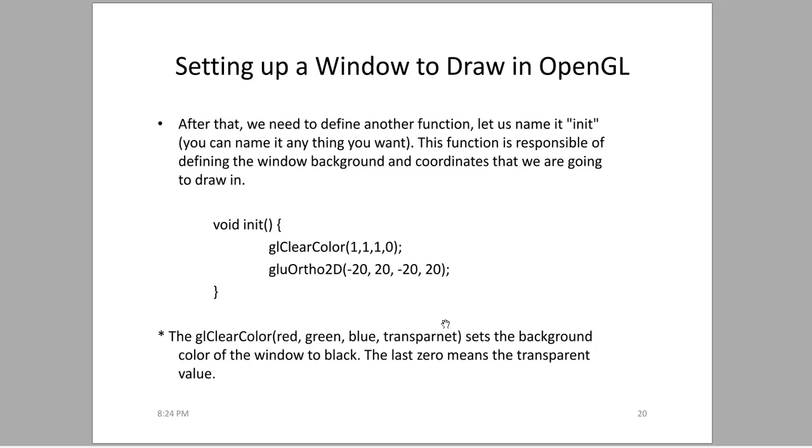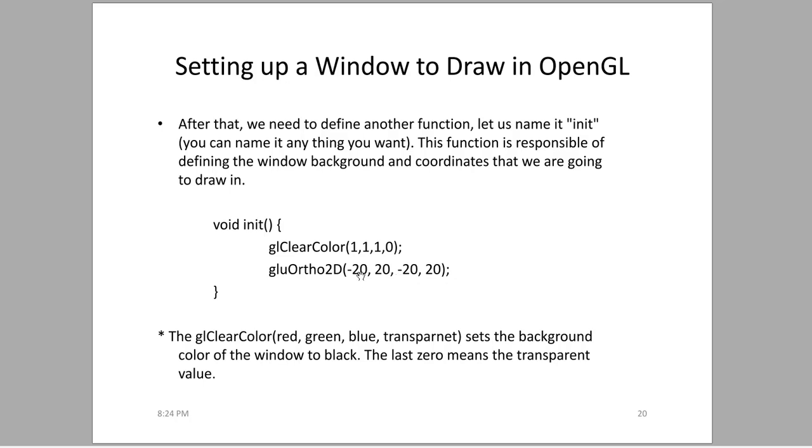Okay, then you have gluOrtho2D. What is gluOrtho2D? This means that we want to use a 2D function. And we will also see the perspective function, gluPerspective, which is for 3D, but this means a 2D function.